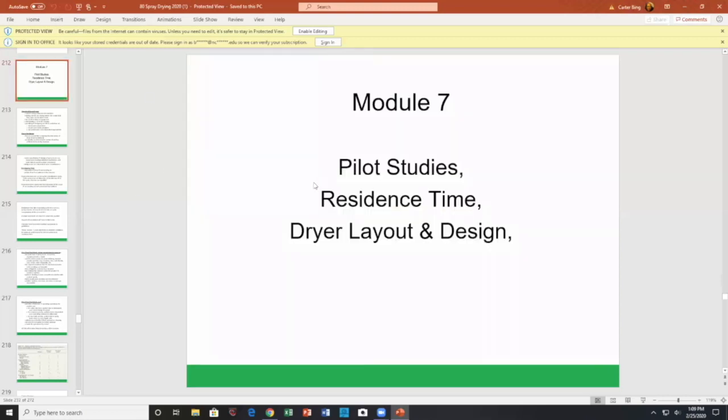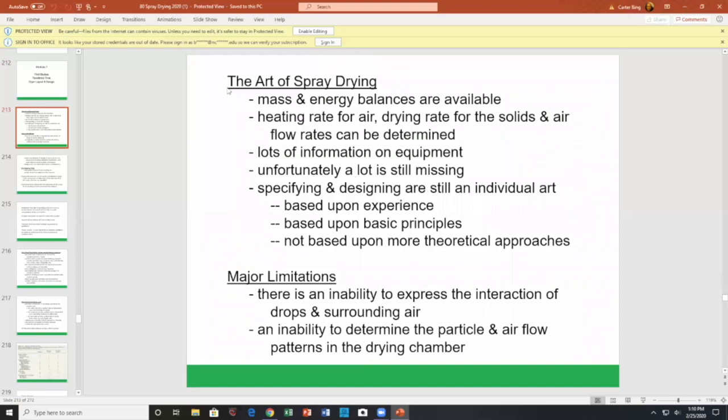Anyway, let's go on. Pilot studies, residence time, dryer outlets. Anyway, art, spray drying. Mass and energy balances are available. Heating rate of air, drying rate, airflow rates, lots of information on equipment. Lots are still missing, so we still go with an art. It depends upon experience and basic principles, not more theoretical approaches.